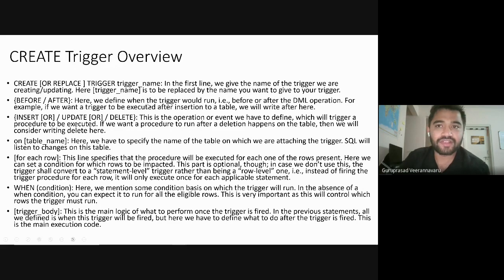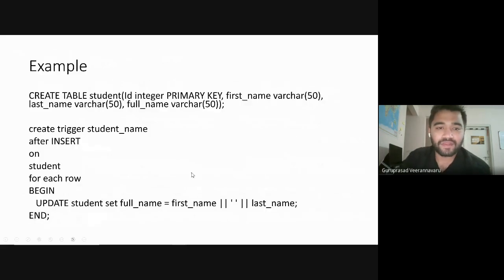No specific thing, whatever we discussed is the same thing. Let us see what we are doing here. We create one table, a very simple table with first name and last name. And whenever we add any item into the table, we do an update on the table, setting the full name as first name plus last name. For each row that is added, do this. And we are not specifying any condition here. There's no when clause. So let us take a look at this example.